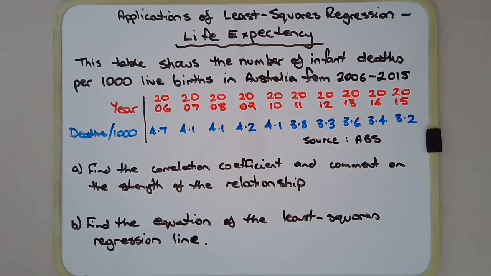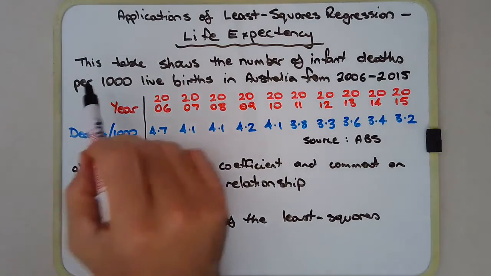Let's look at an application of least squares regression, and one of those applications is life expectancy. We're going to do this by example. So let's have a look at this table.